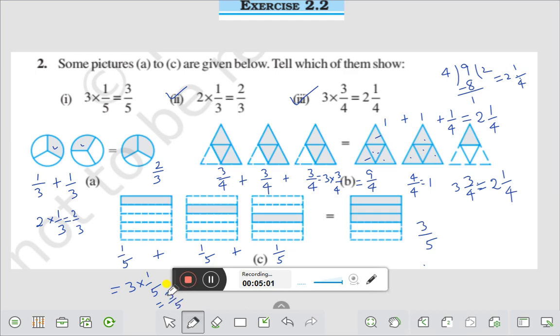Both are the same, right? That means we can say 3 into 1 by 5 is equal to 3 by 5. This is case number 1, right? That is 2 is for A, 3 is for B, and 1 is for C, right?